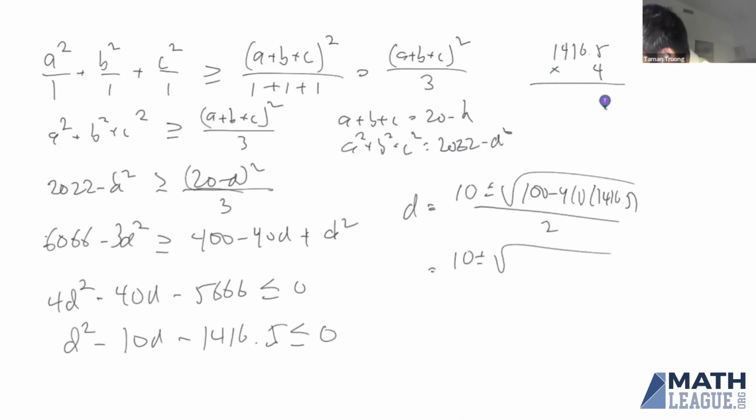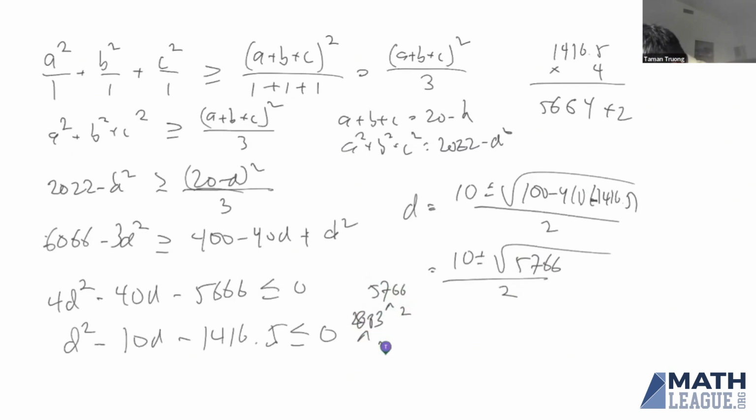We simplify this: 1416.5 times 4. 0.5 times 4 is 2, so we'll add 2. 1416 times 4 is 5664, so it's 5666 plus 100, you get 5766 over 2. If we factorize 5766, we get 2883, then 3, 3, 961, but 961 is 31 squared. And so this factors to 10 plus or minus 31 root 6 over 2.